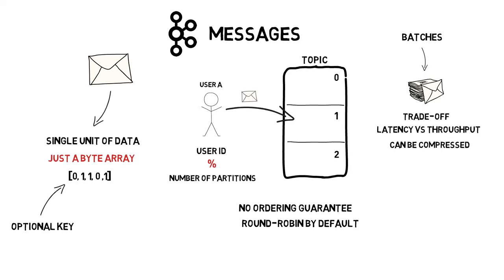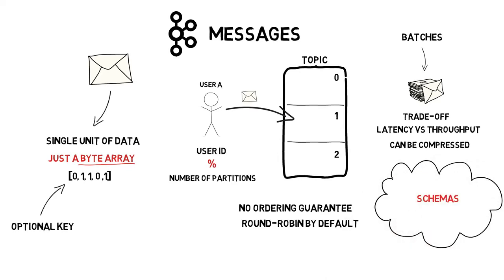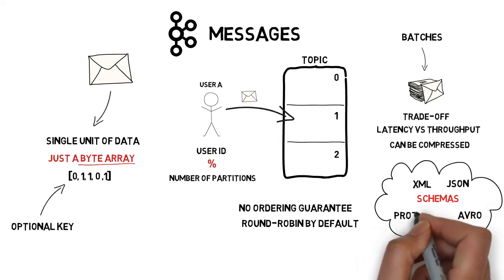Even though we already established that Kafka messages are just simple byte arrays, in most cases it makes sense to provide additional structure to the message content. There are multiple schema options available. The most popular ones are JSON, XML, Avro, or Protobuf.